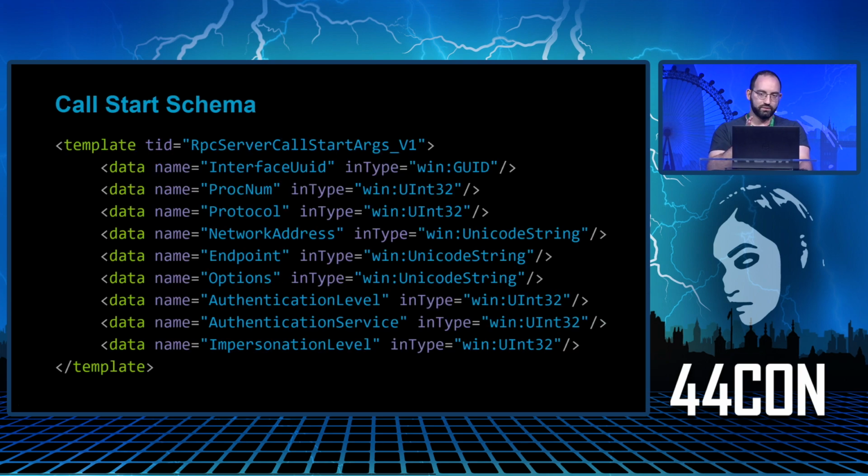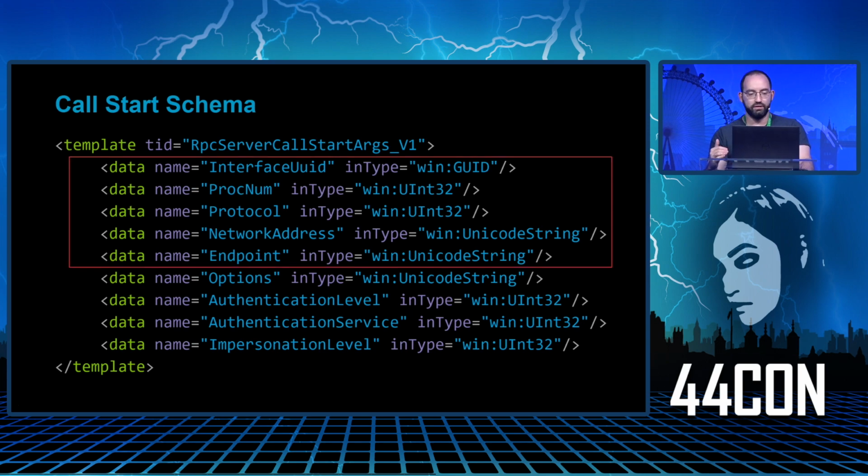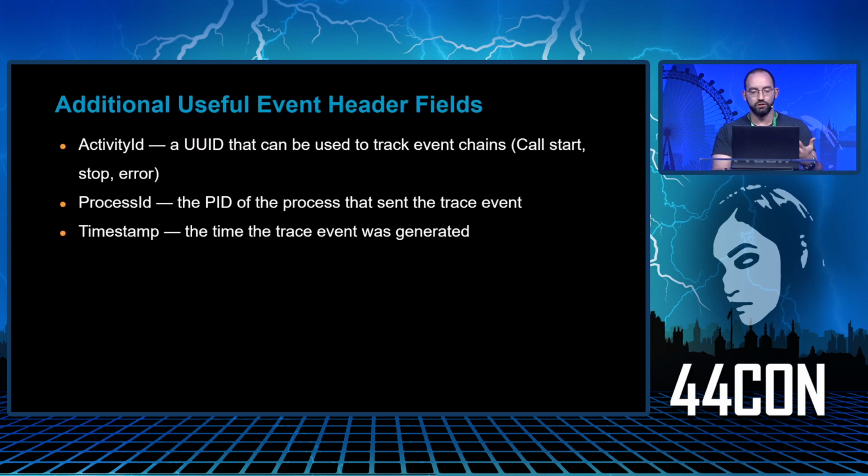So both server call start and client call start have the same schema, and it's shown on the screen here. And if we take a look at the first part of it, we basically have all we need to map RPC operations with the network flow. So we have the interface UUID and the procnum, which is the opnum, to tell us which operation is being requested. And then we have the protocol, the network address, and the endpoint to tell us where the operation came from and on which network flow. So pretty cool.